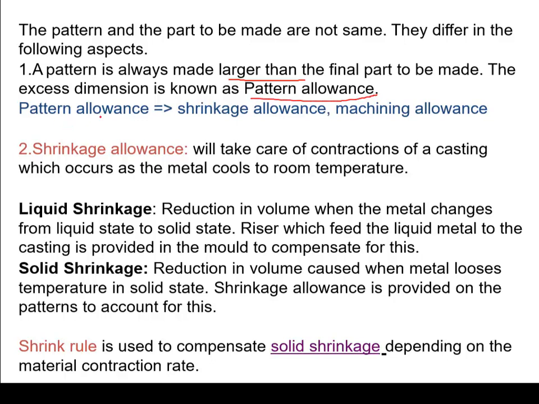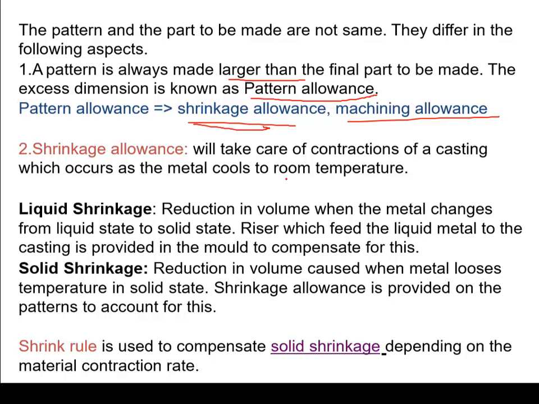And what is the pattern allowance? It is greater than or equal to the shrinkage allowance and machining allowances, and it is also equal to the shrinkage allowance plus machining allowances. So what is shrinkage allowance? It will take care of the contraction of the casting, which occurs as the metal cools to room temperature.